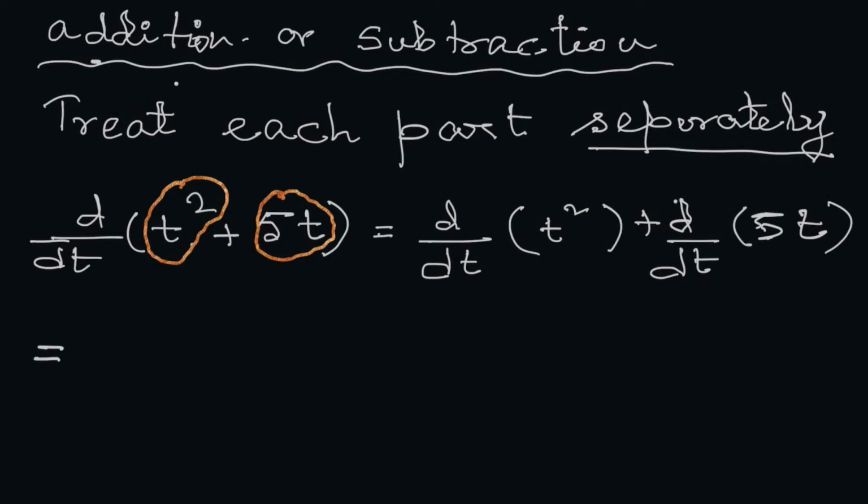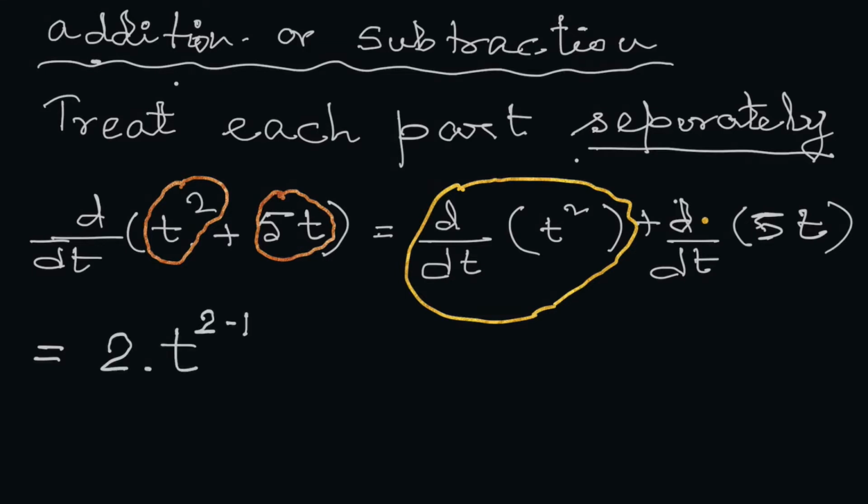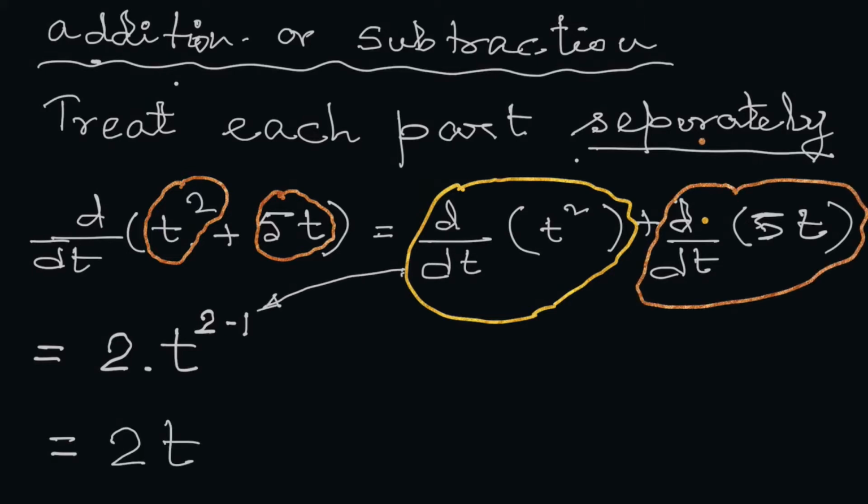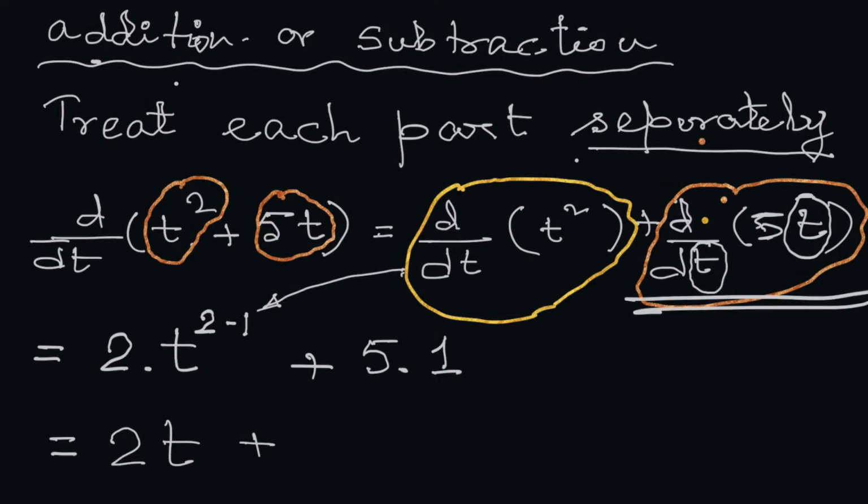So t square, we will take it first. Differentiation of t square would be 2 into t to the power 2 minus 1, that's it. So it would be 2t. Now, d/dt of 5t. Here, 5 is a number. So 5 into the differentiation of t with respect to t. That would be 1 only, dt by dt. So it would be 2t plus 5.